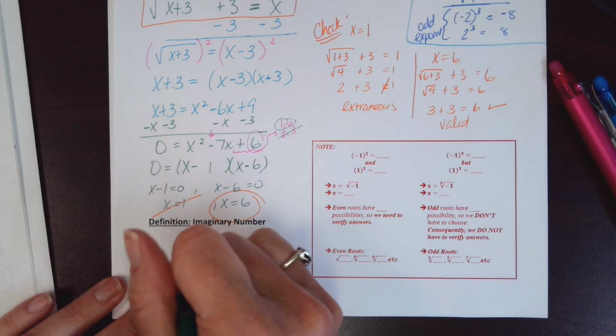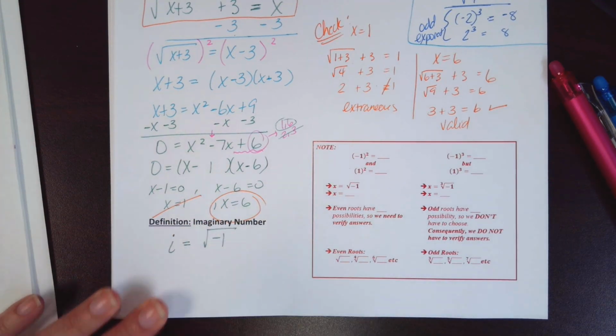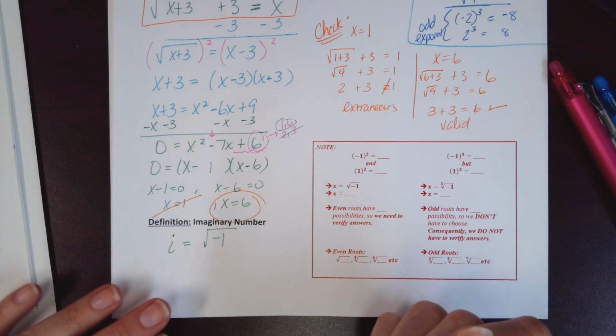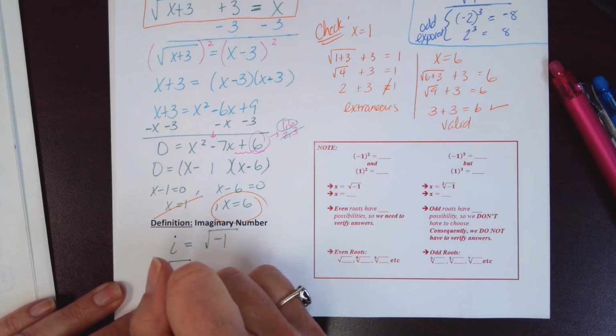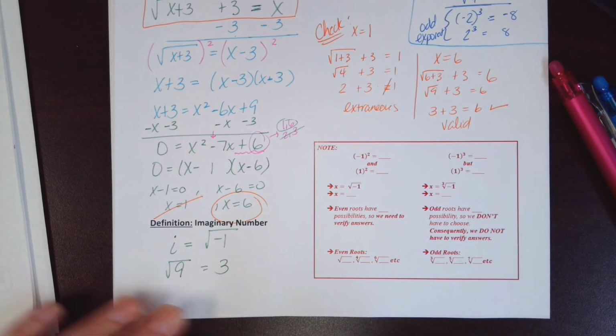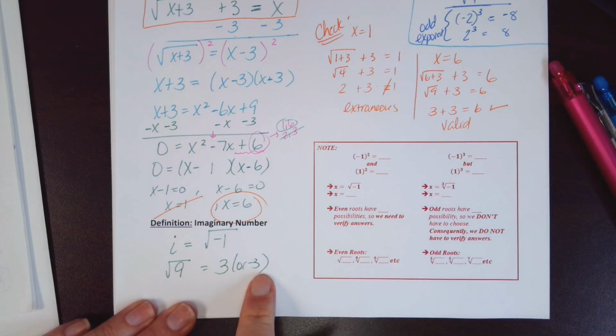My definition of an imaginary number is that i is equal to the square root of negative 1. The square root of a negative is not a real number. So if I have the square root of a negative, I know it's imaginary. So let's look at this. If I do the square root of 9, I know that could have been 3 or negative 3, right? The principal square root is 3, because 3 squared is 9, and negative 3 squared is 9.